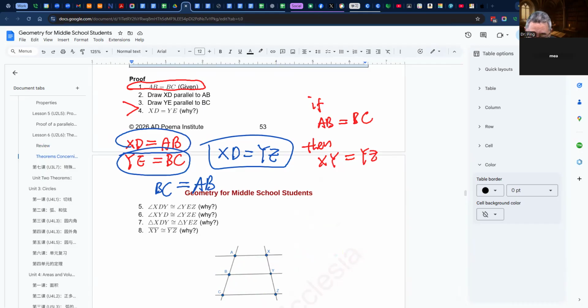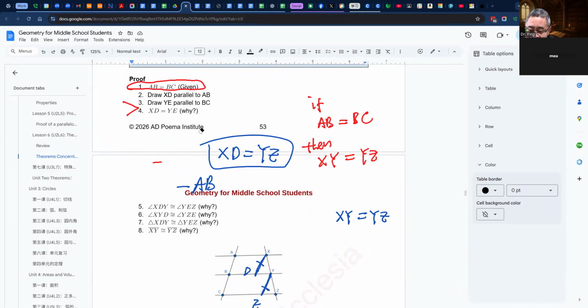So we got XD here and this YE here. Now we know this side is congruent to this side. And we're going to prove XY equals YZ, but we got this part now. Okay, very good. Then we know the angle XDY, this angle, is congruent to YEZ.